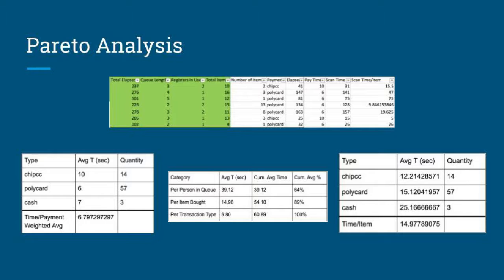For each type of transaction, the designated amount was subtracted from the overall time elapsed and is designated as scan time.